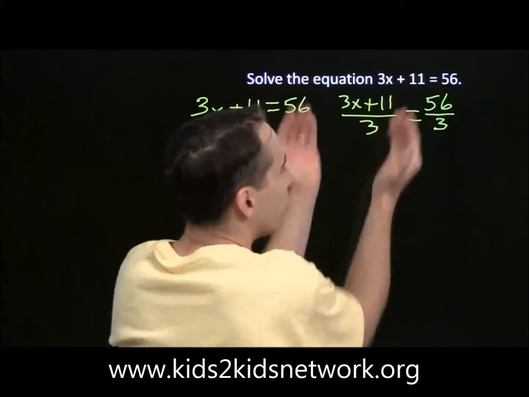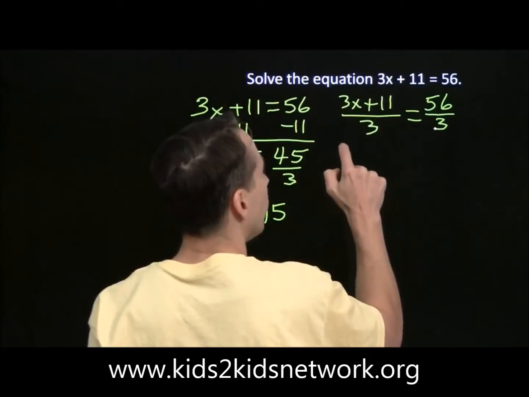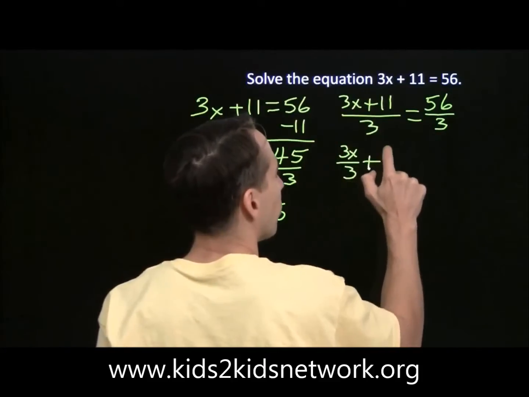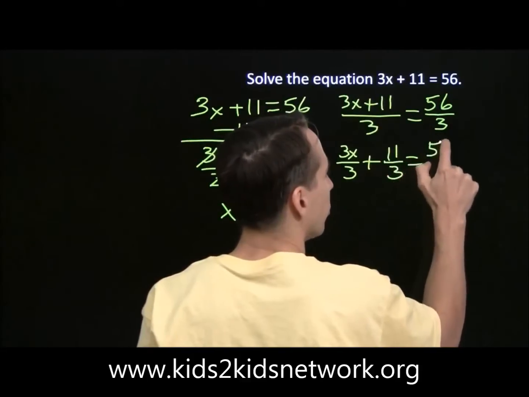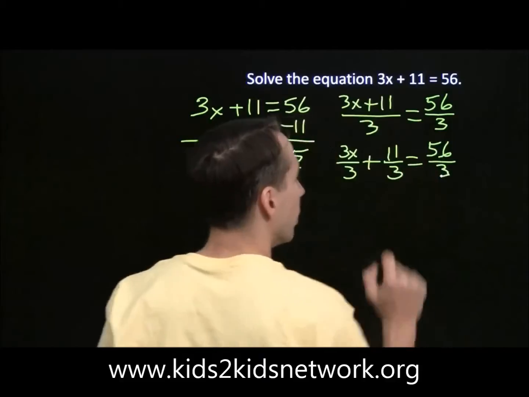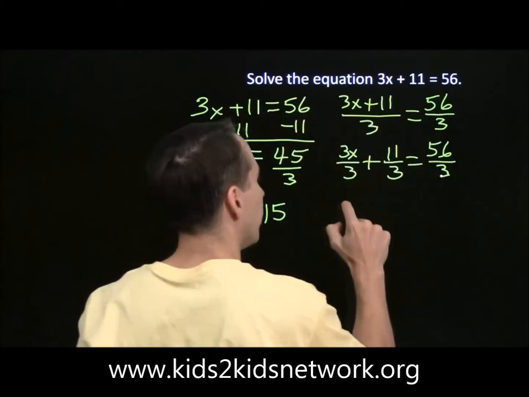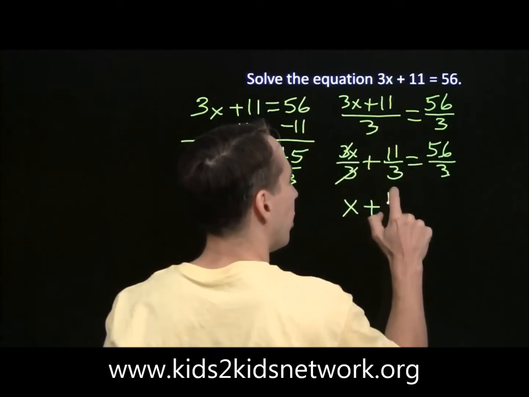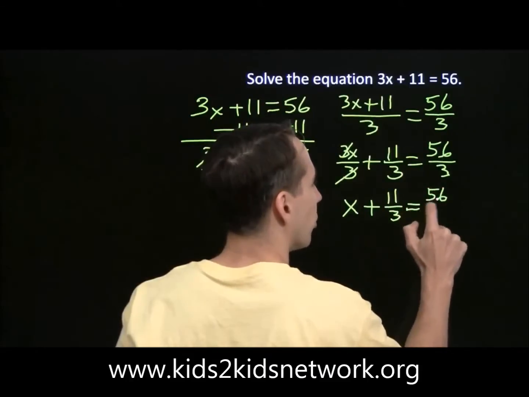Now here we can't simply cancel the 3's. This numerator is a sum, 3x plus 11. So in order to do any canceling, we first have to separate this. This is the sum of two fractions. This is 3x over 3 plus 11 thirds. And that's still equal to 56 over 3. That hasn't gone anywhere. Now we can cancel out the 3's and we're left with just x. We have x plus 11 thirds equals 56 over 3.